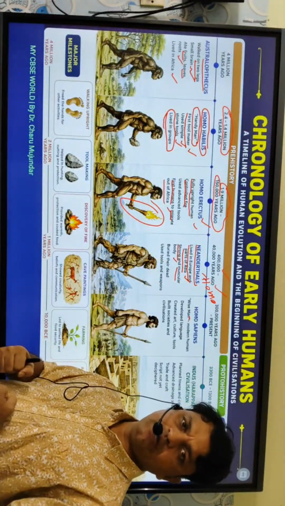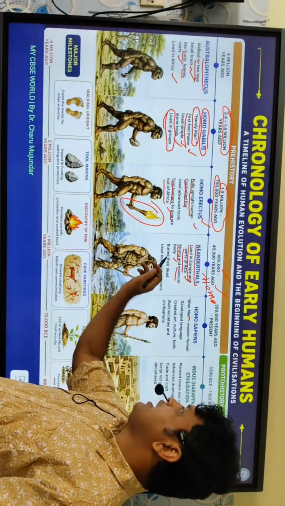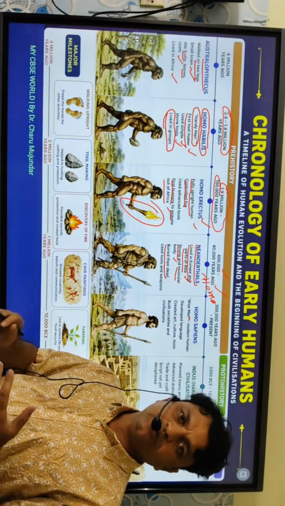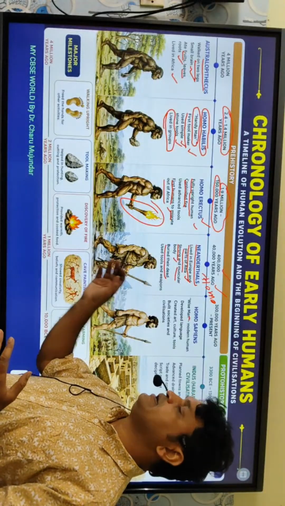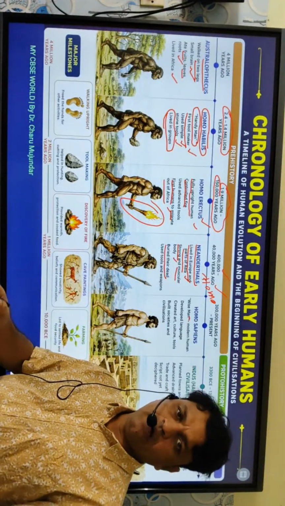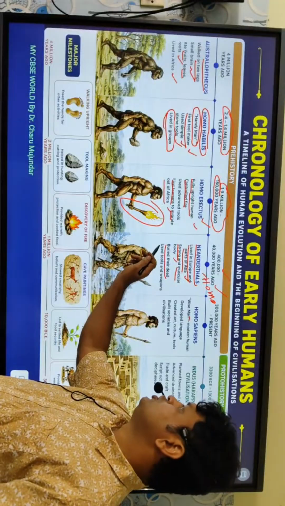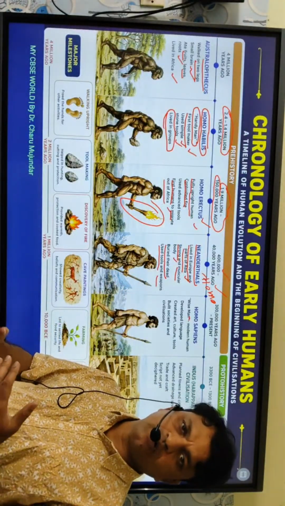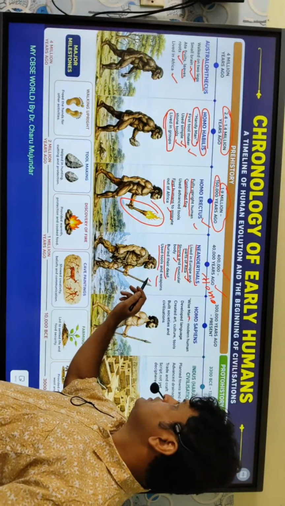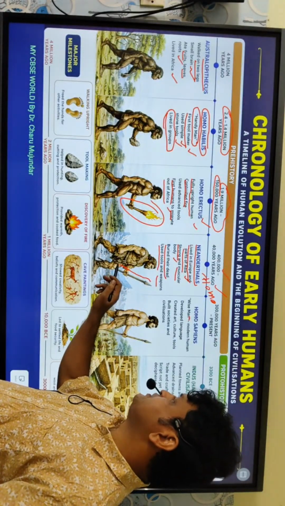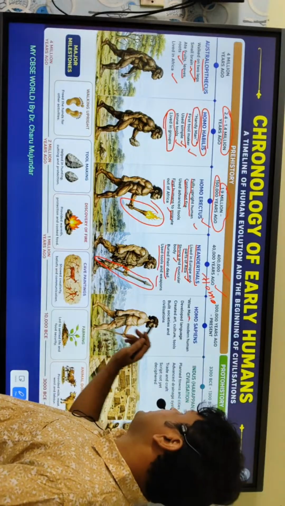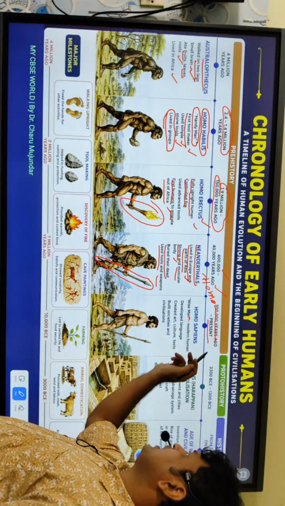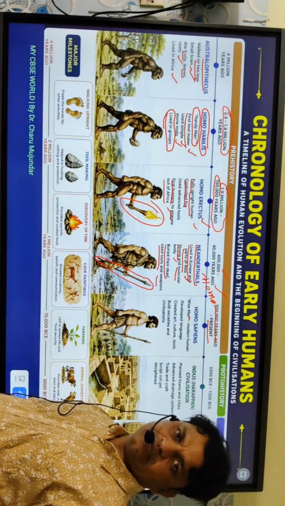They buried their dead bodies. For the first time, when someone died, they buried the body under the ground. They also used tools and weapons, a little bit modern, like spears and arrows.